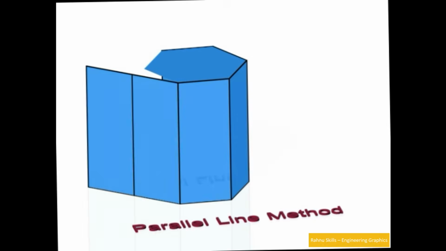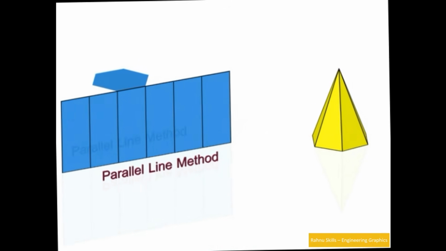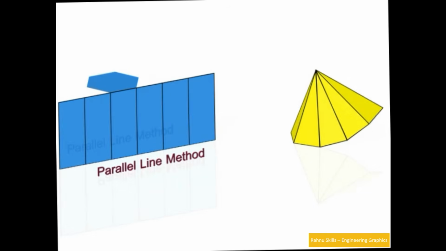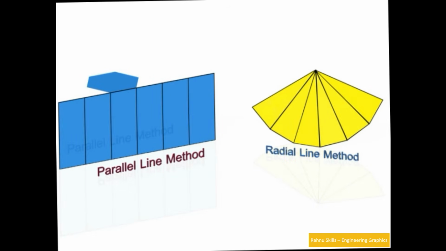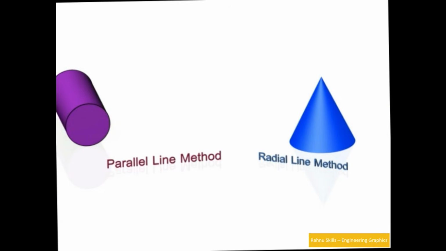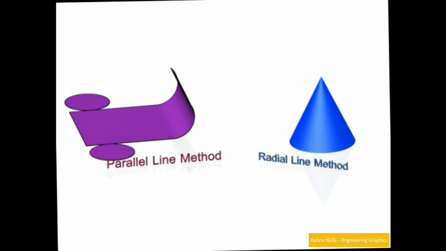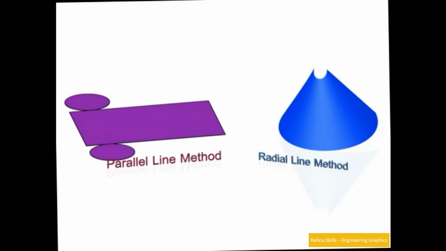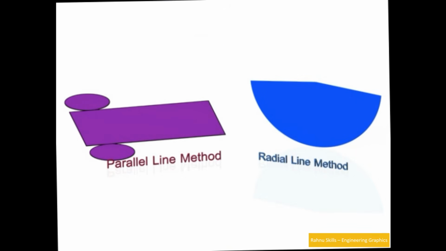We take an example of a hexagonal prism with the parallel line method like this, and the same way we show a hexagonal pyramid with the radial line method like this. So you can see the difference very easily. The parallel line method has parallel face edges. The radial line method has radial face edges. Now whenever the case is a cylinder, we will not have any face edge. Similarly for a cone, we will not have any face edge. In that case we are actually rolling the object, or we can say unrolling the object, to get the actual area.